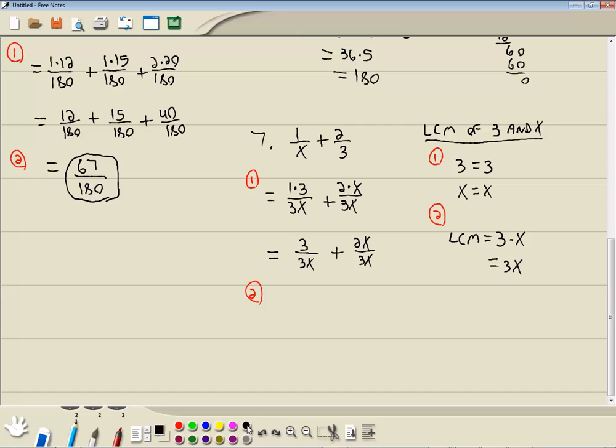Step 2. Since they have the same denominator, you add or subtract top parts. So we got 3 plus 2x over 3x. Typically, you put the part with the variable first. So I'll rearrange this as 2x plus 3 over 3x. And that's our answer. Let me save this page.